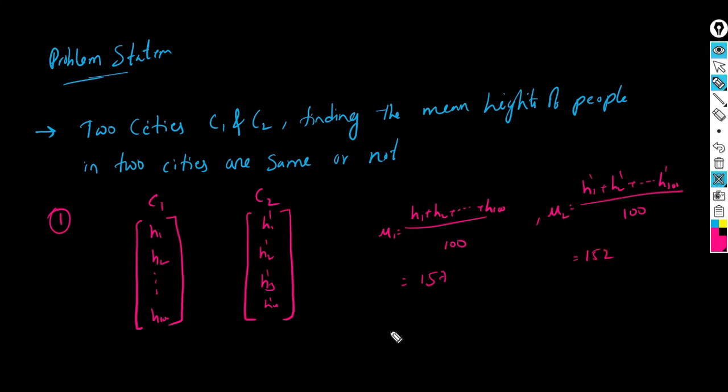And the difference in the height is mu1 minus mu2. Let's take it like this: 157 minus 152 is 5. The mean height difference between these two cities is 5 centimeters. This we observed by taking the sample data. By taking sample data we observed delta, mu1 minus mu2, is 5 centimeters.